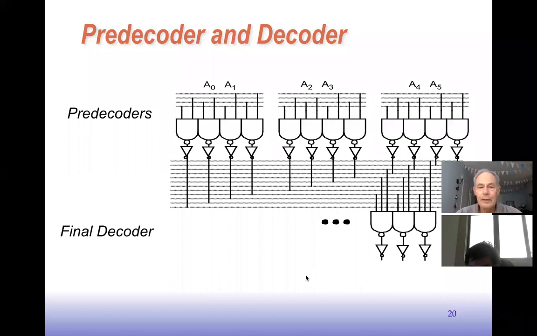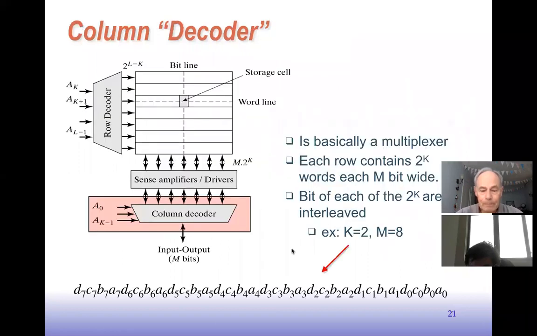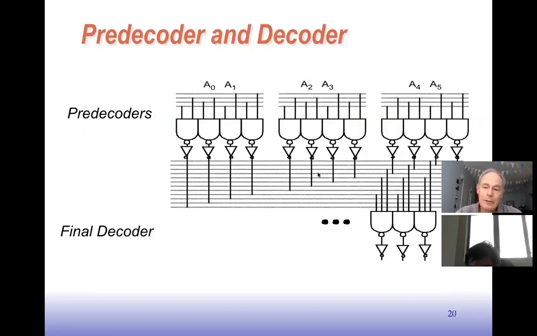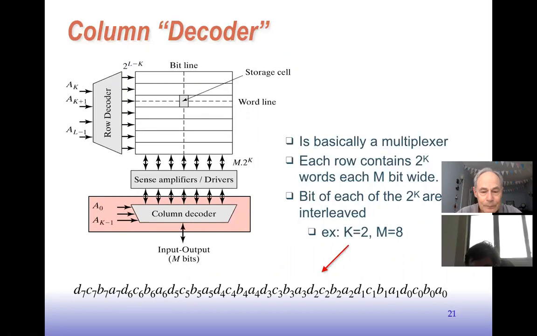Go back, yeah. All right, so that's the idea of a pre-decoder, and this helps make it fit and be small and be fast. So that was this row decoder. Okay, so that chooses the proper row.